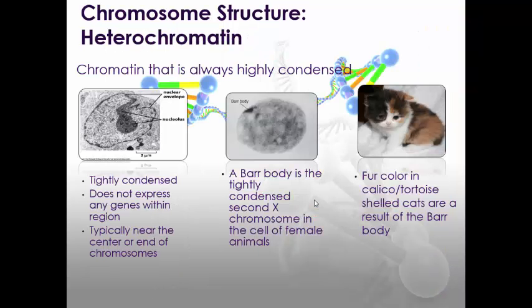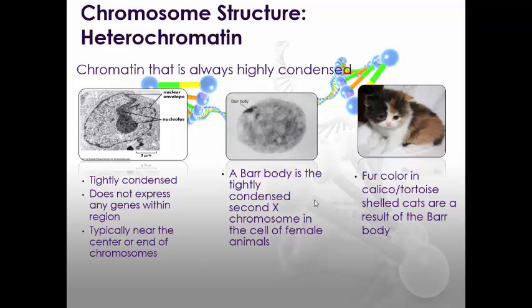Let's talk about the exceptions to the rule. Most DNA follows the protein DNA packing patterns we have been discussing. However, there are some sequences of DNA that are always tightly condensed. This is known as heterochromatin. Heterochromatin consists of about 10% of the chromosome. It is usually located either near the centromere, which is the center of the chromosome, or near the telomeres, which is at the end of the chromosomes.